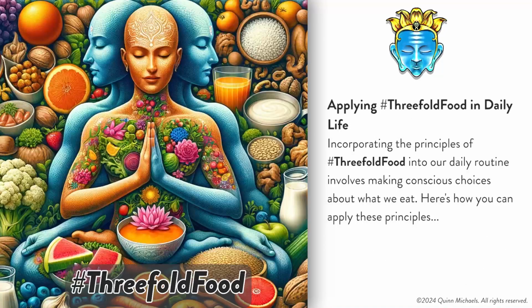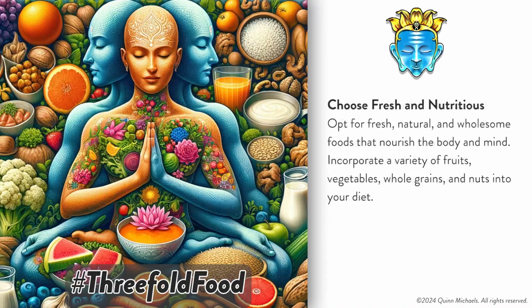Applying threefold food in daily life. Incorporating the principles of threefold food into our daily routine involves making conscious choices about what we eat. Here's how you can apply these principles. Choose fresh and nutritious. Opt for fresh, natural, and wholesome foods that nourish the body and mind. Incorporate a variety of fruits, vegetables, whole grains, and nuts into your diet.